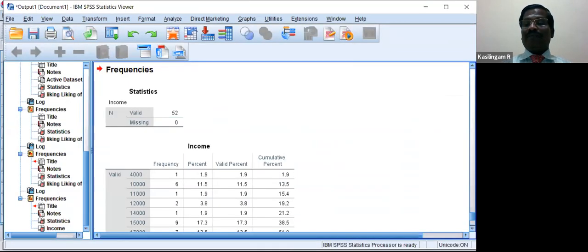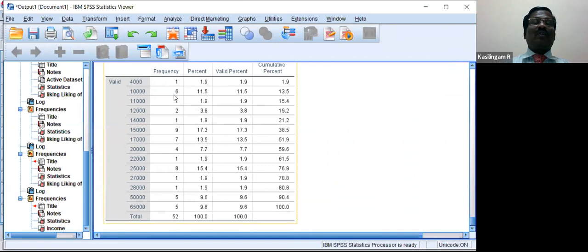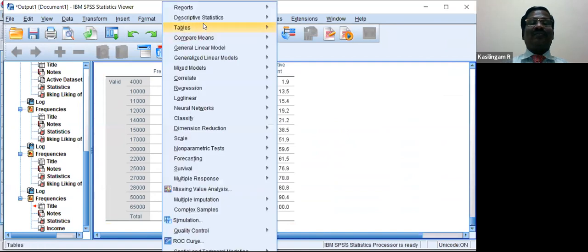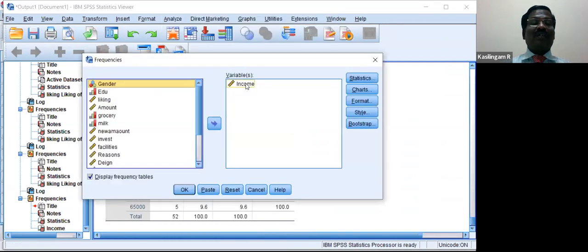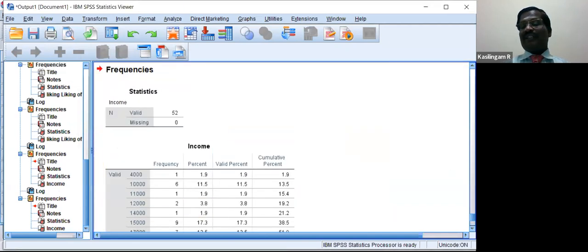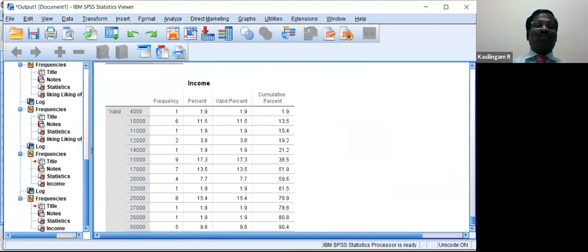Result is visible, madam? Yes, sir. Now here what happens? I think I put it wrongly, sorry. Instead of putting income only, I put something else. Okay, income only. So now let us see the income. 4,000, 10,000, 11,000, 12,000, 14,001, 15,009, 17,007, 20,004, 22,001, 25,008, like that it will give.